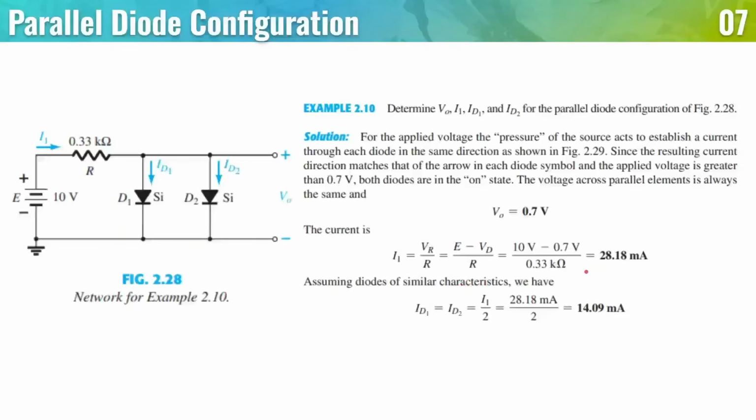Assuming the diodes have similar characteristics, the current here is now 28.18 milliamperes and it is split across the two diodes. Normally, they are diodes of the same type and characteristics. That will be explained later. According to the current splitter, the split is going to be proportional to their characteristics. But since they're similar, we can just divide by 2. So 28.18 divided by 2 is going to be 14.09. So across each diode, we have 14.09 milliamperes.